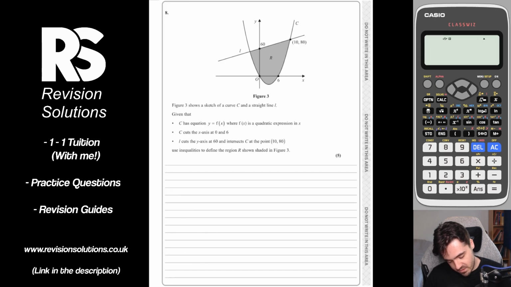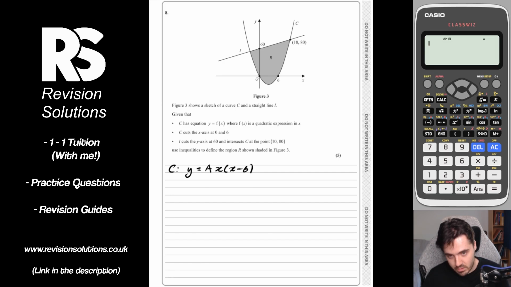So if we're going to define that inequality, which is bounded by those lines, we're going to need to know the equations for the curves or lines. So let's start with the quadratic. So they say it intersects at 0 and 6, so the roots are 0 and 6. So for C, the equation must have factors of x and x minus 6, but we could multiply that by a constant, any constant, and it will still have those factors.